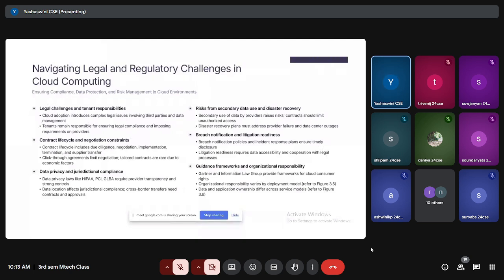Coming to risk from secondary data, so if there is a disaster that is happening, or if there is a risk from the provider point of view, the contractors must limit their unauthorized access, and there should be a disaster recovery plan that can address the failure.